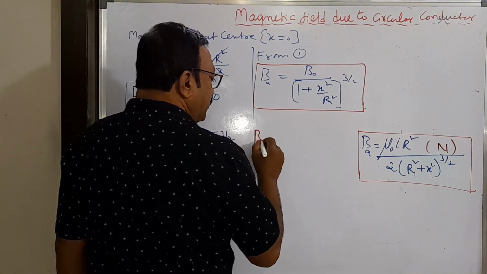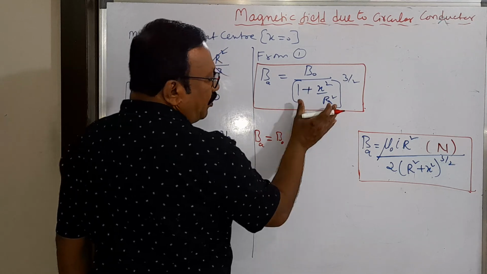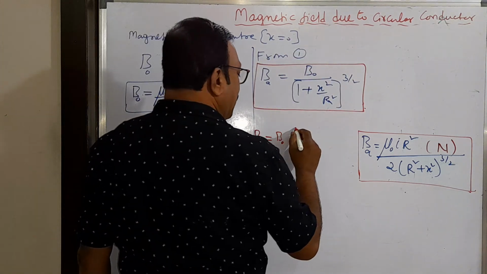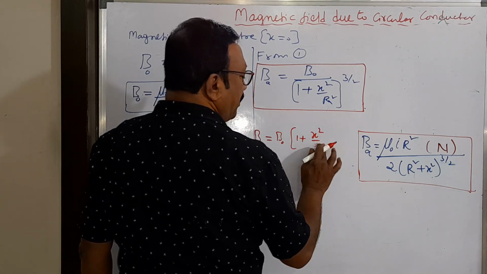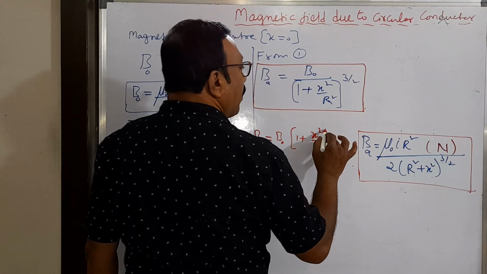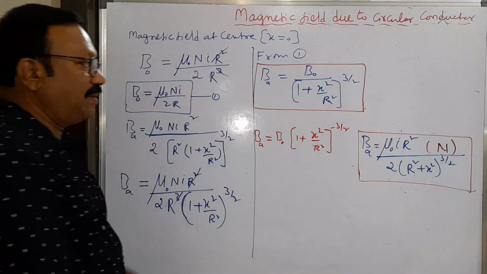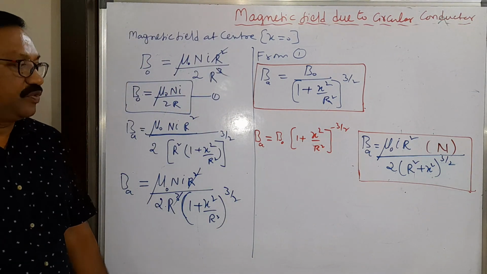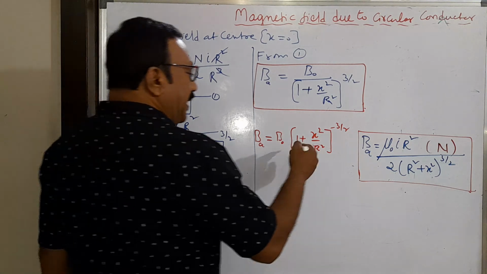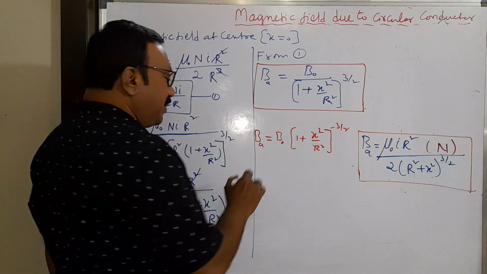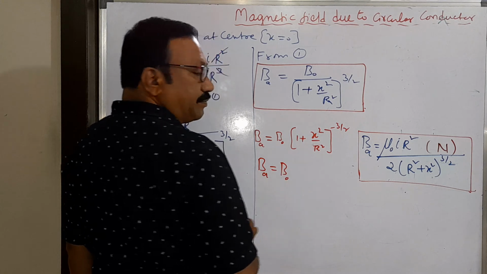How? B axial is equal to B₀ into, I want to bring this to the numerator. So then I'll be getting it as 1 plus x² by r² whole to the power of minus 3 by 2. I just brought it into the numerator. Okay? Binomial expansion neglecting higher terms. Maybe mathematics students will understand that.